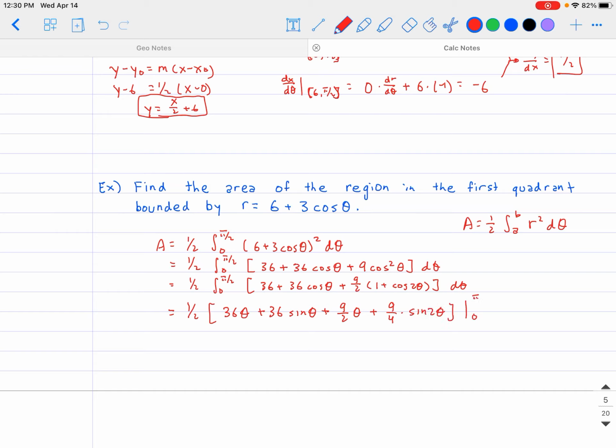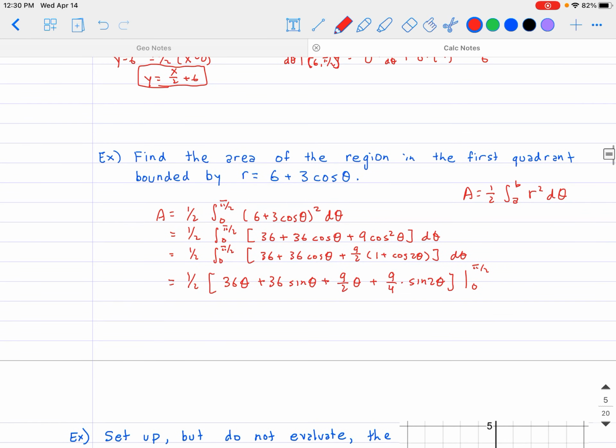So the boundary is from 0 to pi over 2. Plug in your upper bound, plug in your lower bound, and then we're pretty much all done. It definitely sounds like it's easier said than done, right? Because of all the algebra work over here.